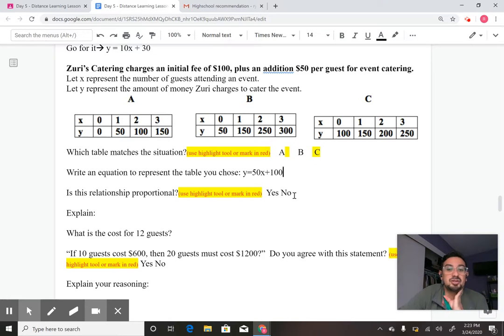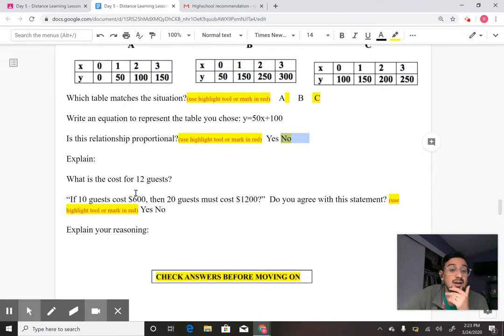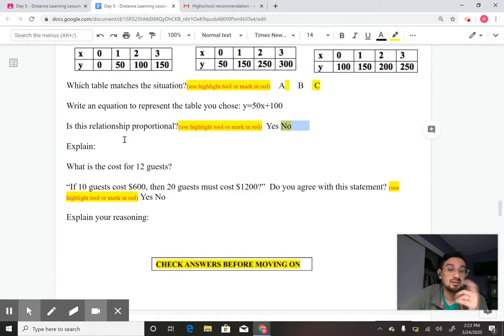Is this a proportional relationship? No, it's not, because it has a starting value that's not 0. And you can say that's the reason why. I would explain, you could write down what I said, because it doesn't have a starting value of 0. It doesn't start at the origin.